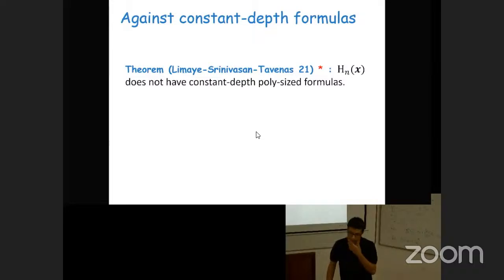And we don't know a single explicit polynomial which requires slightly big formulas. Slightly big here means super polynomial, like let's say n to the log n, or even more than n to the 6, we don't know.